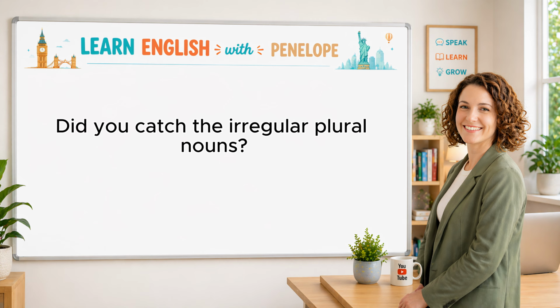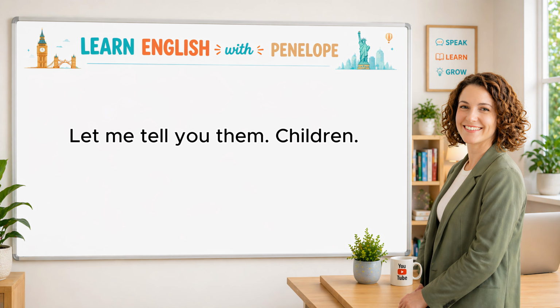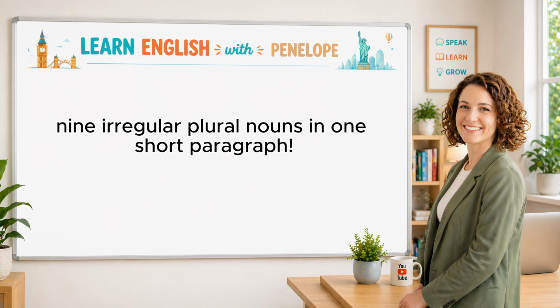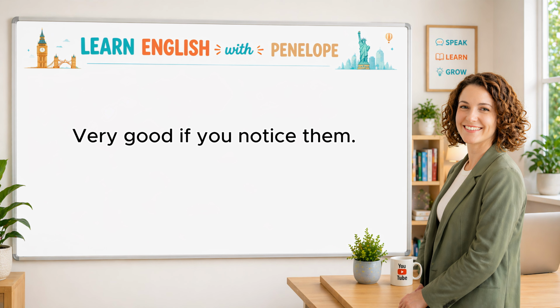Did you catch the irregular plural nouns? Let me tell you them. Children, people, geese, deer, foot, teeth, leaves, children again, lives. That is 9 irregular plural nouns in one short paragraph. Very good if you notice them.